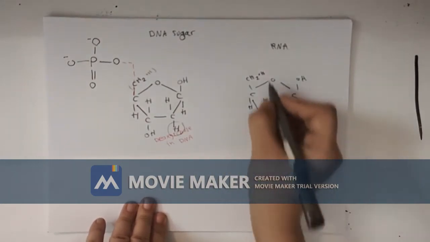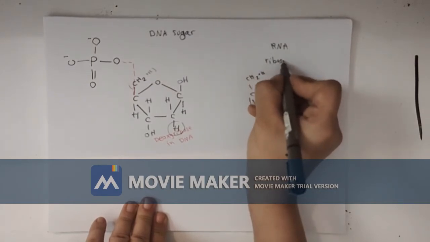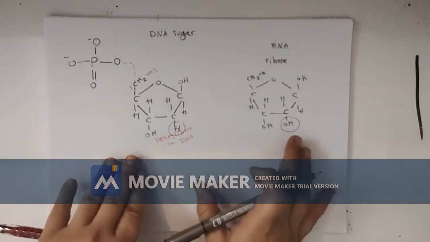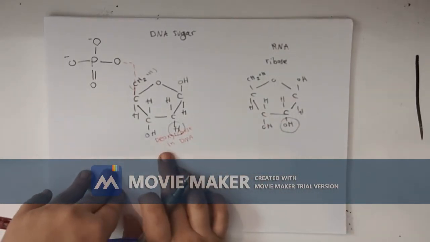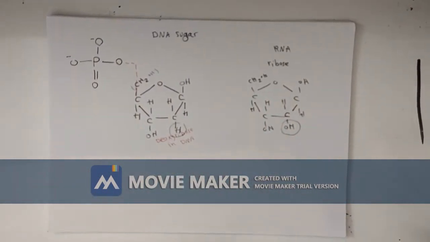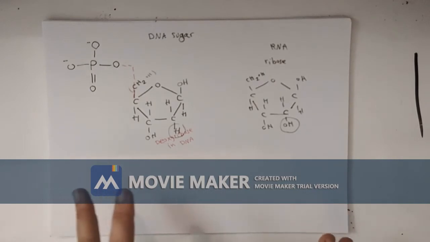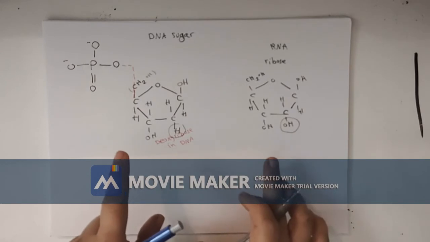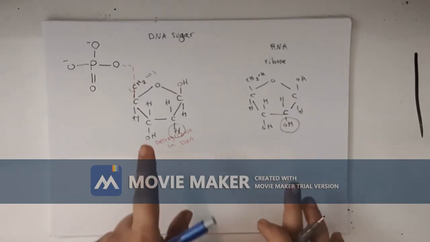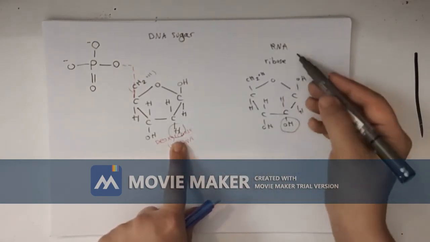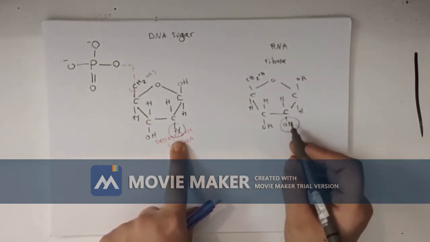So we have ribose sugar. So these are all the differences between the ribose sugar and the deoxyribose in the RNA and DNA. Both of them have the same structure up to here, but the only difference in their sugar is that in the DNA we have the deoxyribose, which is H here, and in the RNA, this one is replaced by OH. So this is ribose sugar.